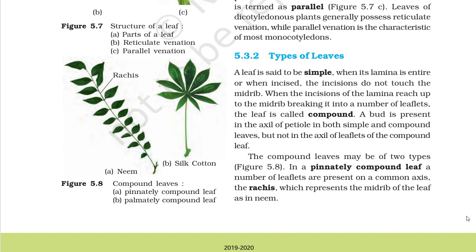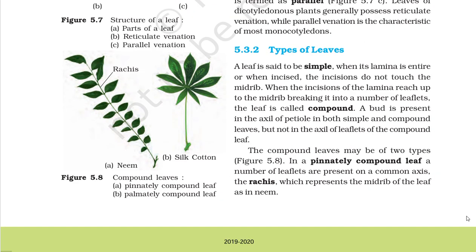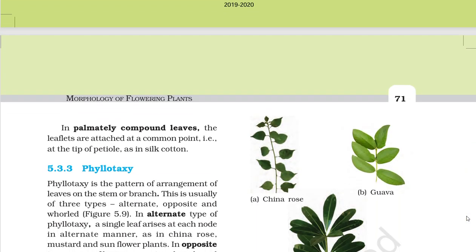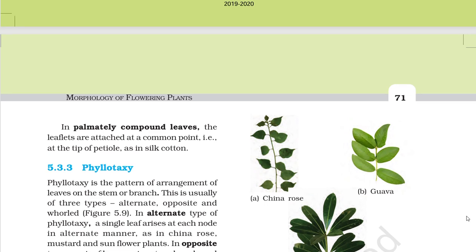The compound leaves may be of two types. In a pinnately compound leaf, a number of leaflets are present on a common axis, the rachis, which represents the midrib of the leaf, as in neem. In palmately compound leaves, the leaflets are attached at a common point, that is at the tip of the petiole, as in silk cotton.